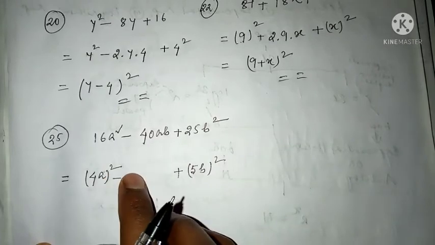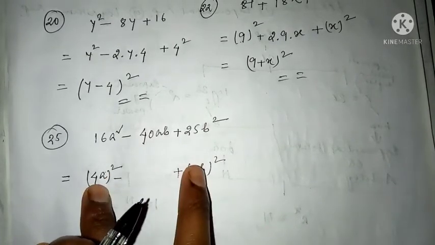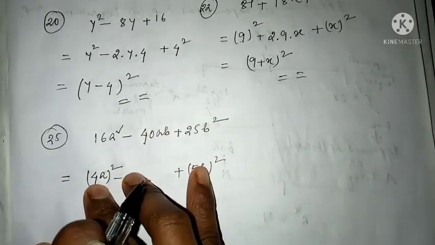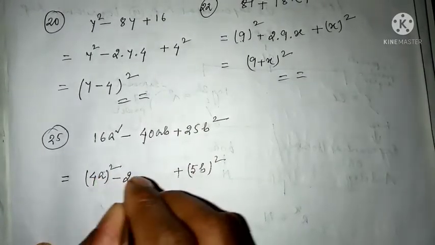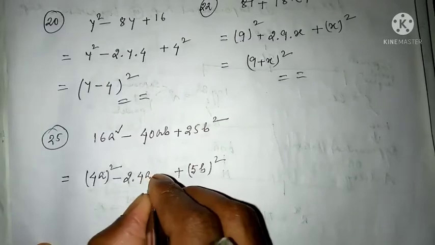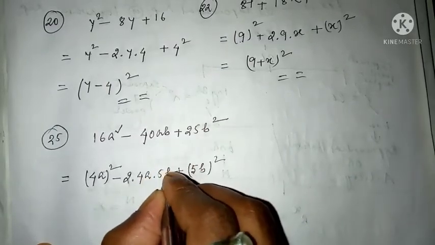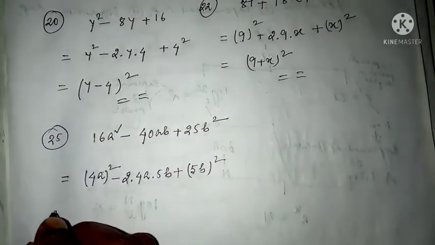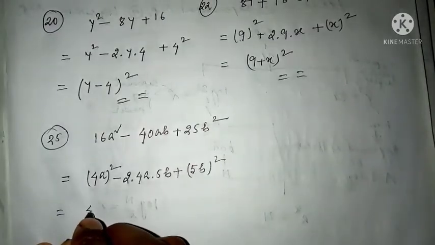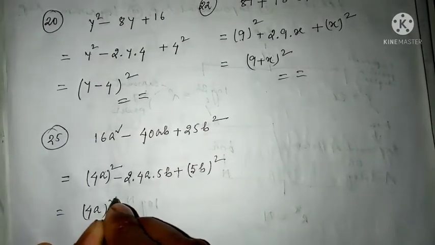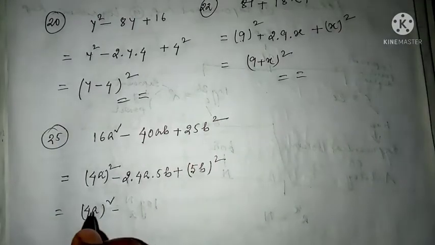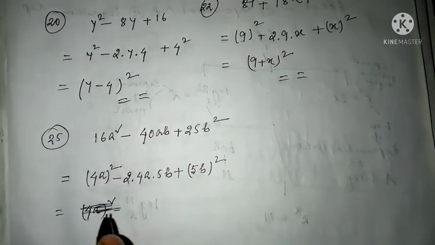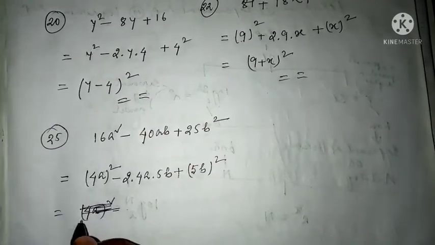Now the middle term is what? 2 times the first term into the third term. Then you can see here, 2 times the first term, that is your 4a, into the third term, that is your 5b. Okay, then you can see here that is your 4a square minus, okay, do one thing now, not to write this one, so I can write like this.